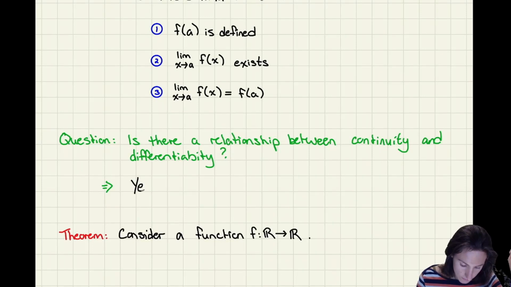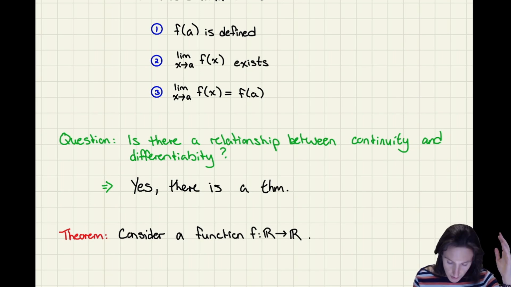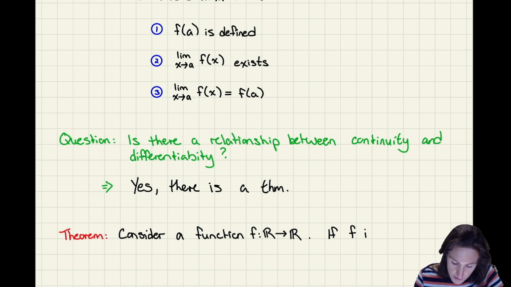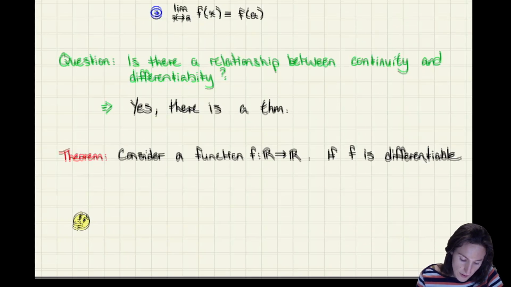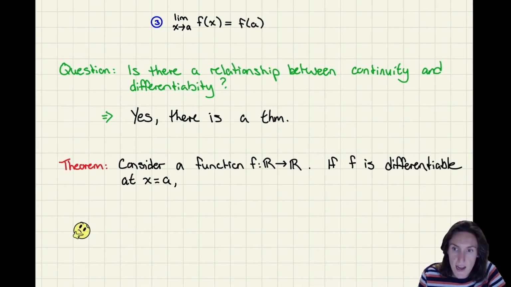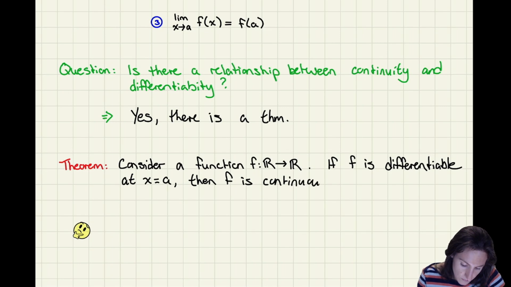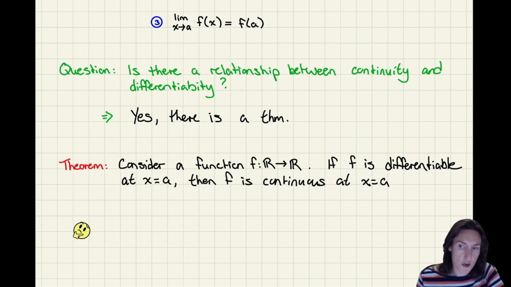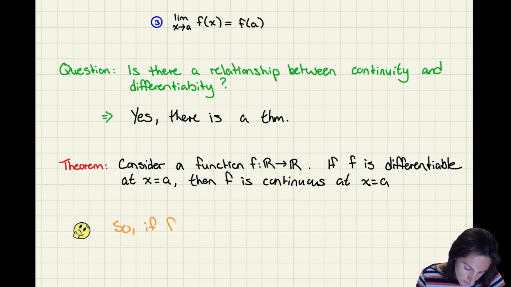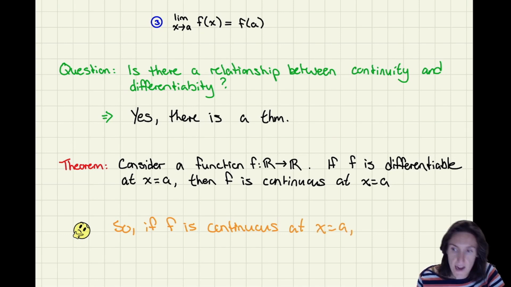We have a theorem. Now, what does the theorem say? The theorem says that if f is differentiable at x is equal to a, then f is continuous at x is equal to a. Now, please note that the converse is not true. So in other words, if f is continuous at x is equal to a, it does not necessarily imply that it's differentiable.